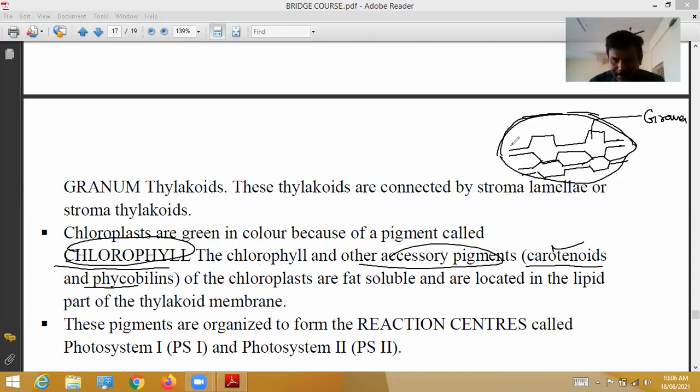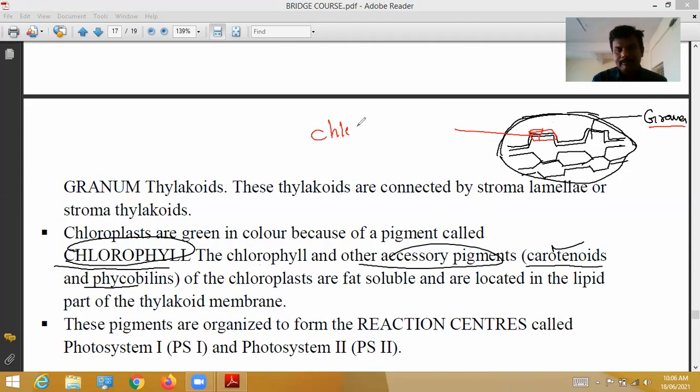So this is the lipid part of the thylakoid or grana. This is called the lipid part of the thylakoid. See, this part is the lipid part. So this is the inner membrane, outer membrane. This is made up of lipid. So in this lipid part of the grana or thylakoid membrane, what are the things present?